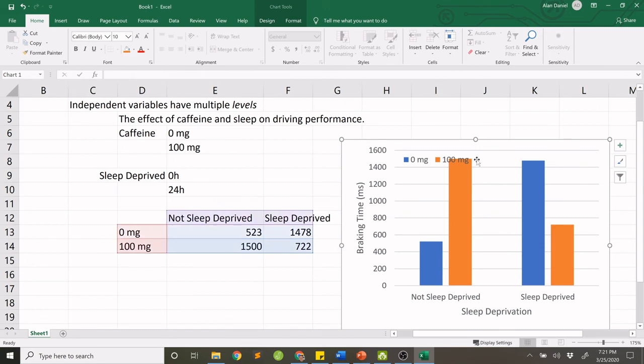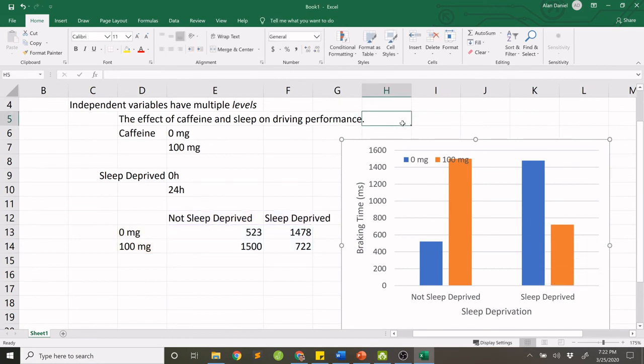Because if you have no sleep deprivation but high caffeine intake, then you get a reduction in performance. If you have no caffeine but high sleep deprivation, you get a reduction in performance. So it's only under those two very special conditions that you get a reduction in performance.